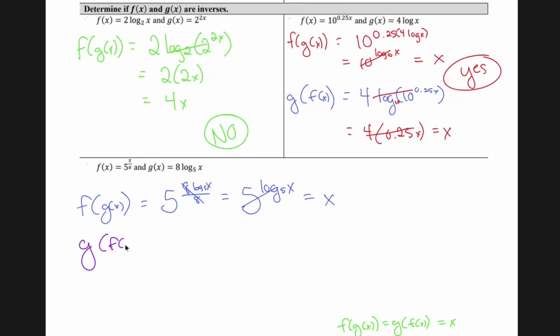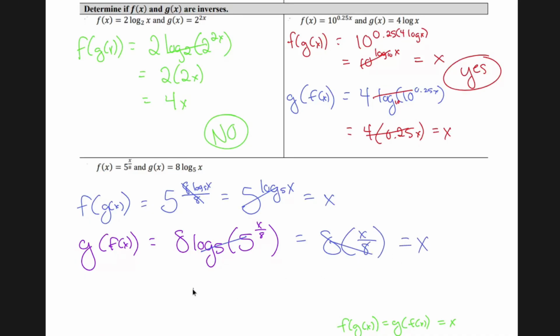G of f of x has me starting out by writing out g, 8 log base 5 of big parentheses, 5 to the x over 8. Log base 5 of 5 cancel each other out. Drop down the exponent to 8 times x over 8. The 8's cancel out, leaving me with x, so these guys are inverses as well.